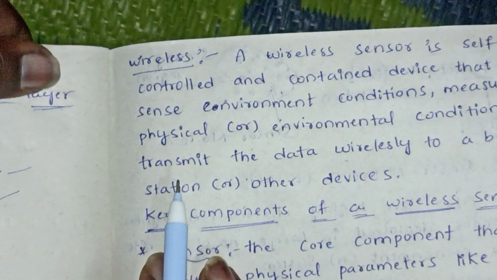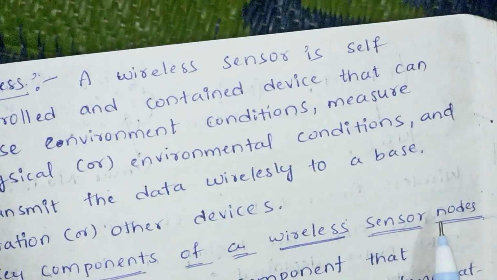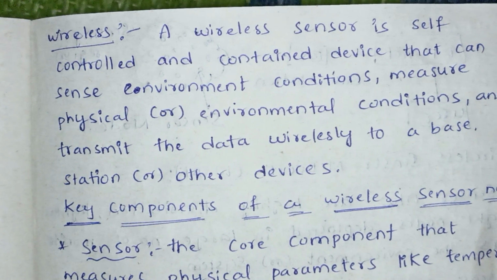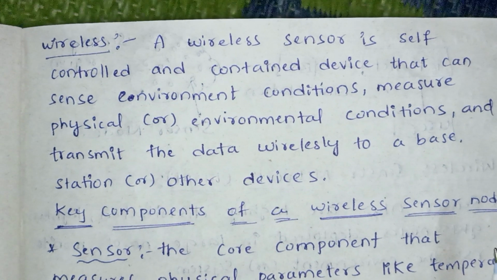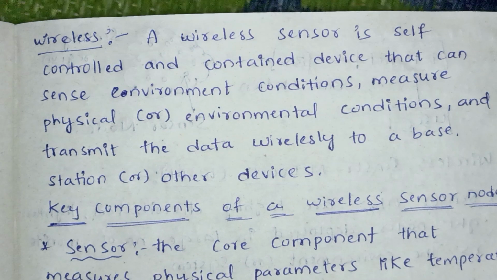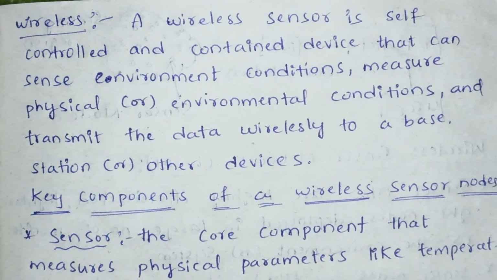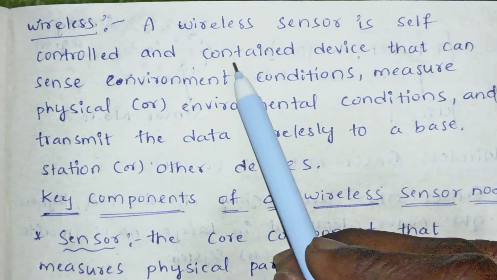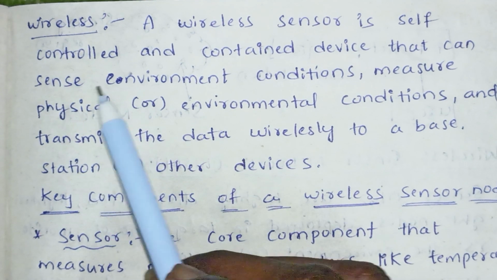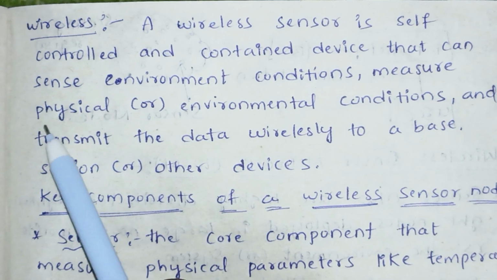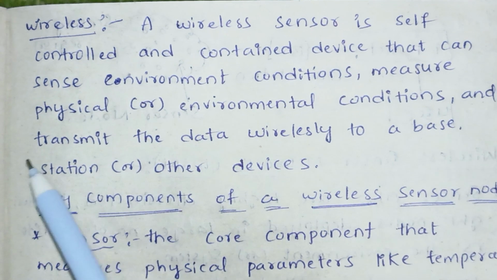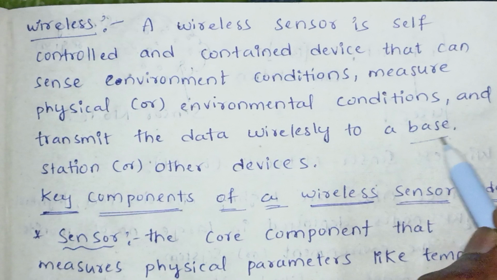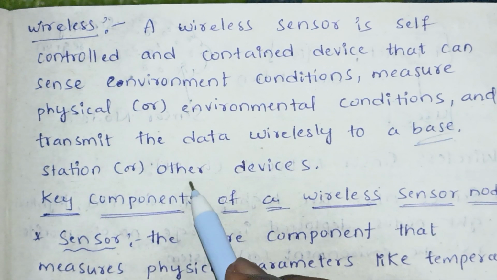So first of all, what is wireless? As I already told, an ad-hoc network is nothing but wireless. There is no traditional connection between two devices, no physical connection, nothing but wire. A wireless sensor is a self-controlled and self-contained device that can sense environmental conditions, measure physical or environmental conditions, and transmit the data wirelessly to a base station or other devices.